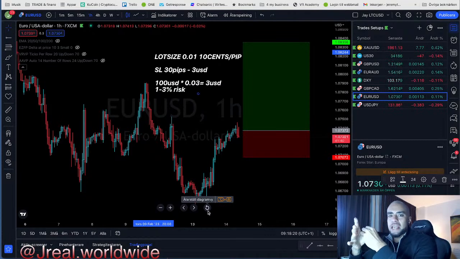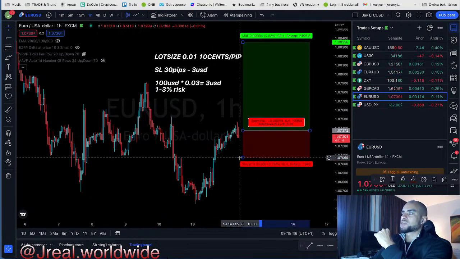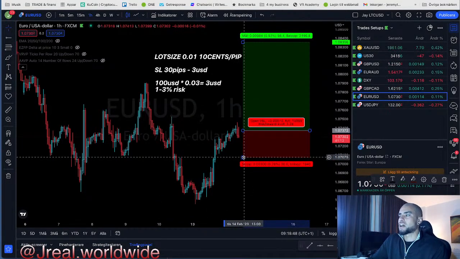And to understand that, you have to understand what lot size is and what pips are. Lot size is how much you are betting into each and every pip, each and every step the market moves. And pips is exactly that, how much the market moves, and you count that in pips. When you are placing your trade, you always want to have a stop loss, and for that stop loss, you have to count how many pips it is.